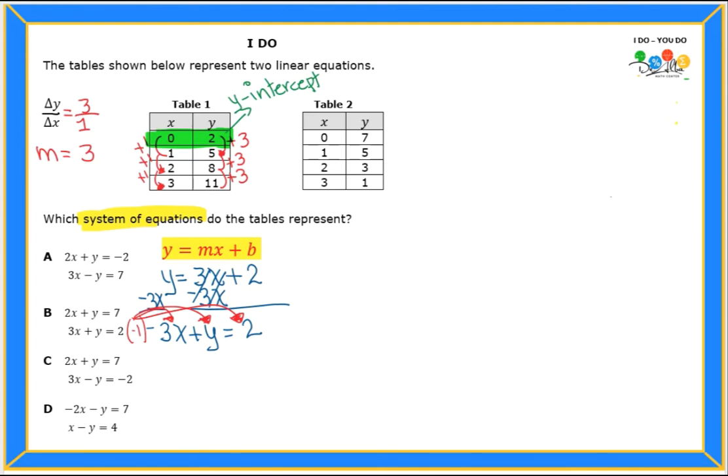So negative 1 times a negative 3x gives me a positive 3x. Negative 1 times the y gives me a negative 1y. So I can just write down minus y.